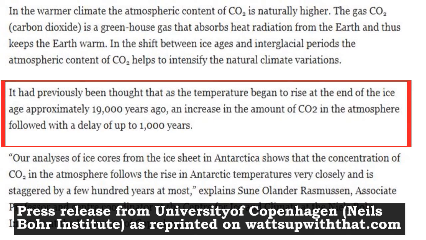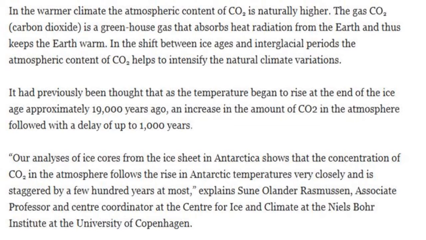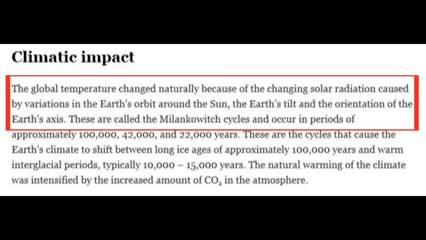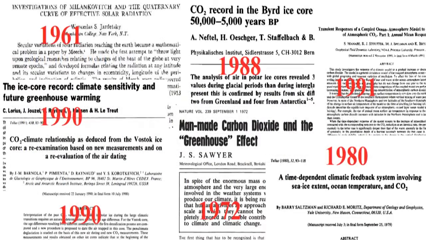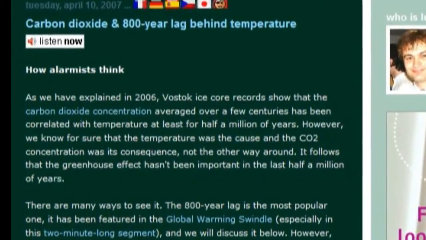It had previously been thought that as the temperature began to rise at the end of the Ice Age, an increase in the amount of CO2 in the atmosphere followed with a delay of up to 1,000 years. And further down, also reprinted on What's Up With That, the same news release said this: the global temperature changed naturally because of the changing solar radiation caused by variations in the Earth's orbit around the Sun, the Earth's tilt, and the orientation of the Earth's axis. The natural warming of the climate was intensified by the increased amount of CO2 in the atmosphere. Sound familiar?